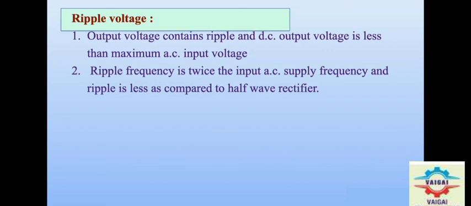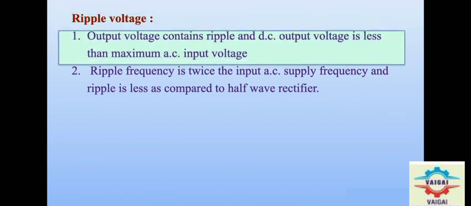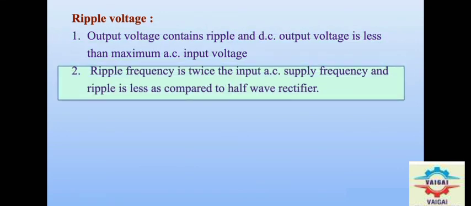Let us see the ripple voltage. The output voltage contains ripple without the capacitor, and the DC output voltage is less than the maximum AC input voltage. So the capacitance will reduce the ripple voltage. The ripple frequency is twice the input AC supply frequency, and ripple is less as compared to the half wave rectifier. Thank you.